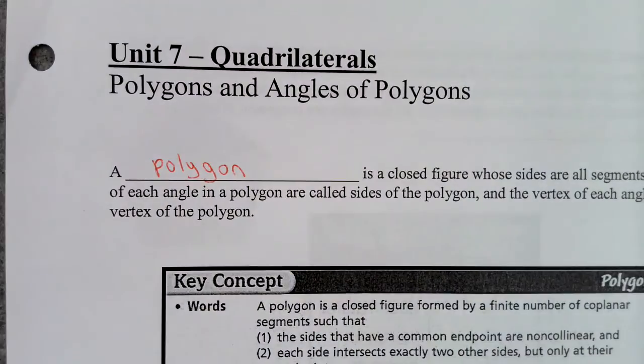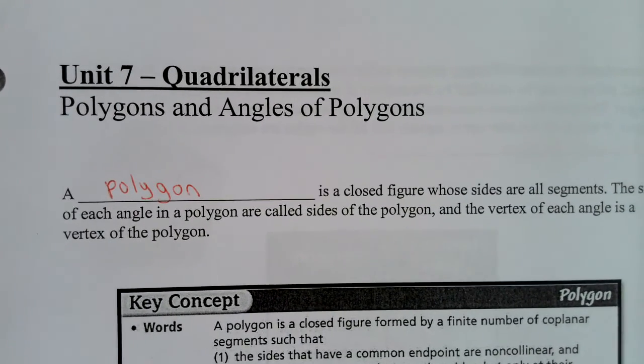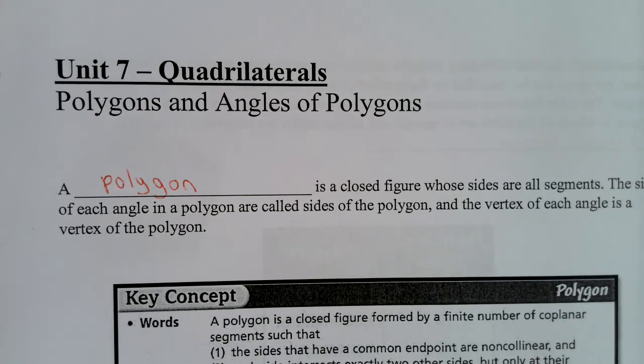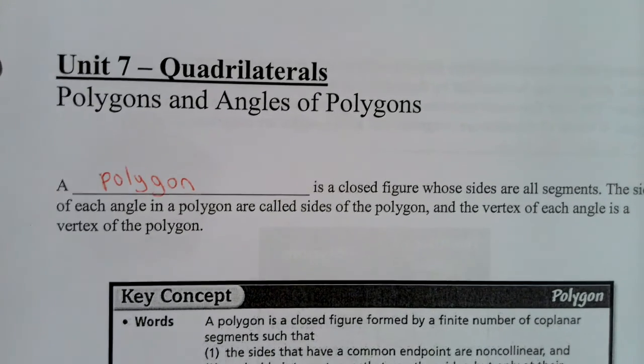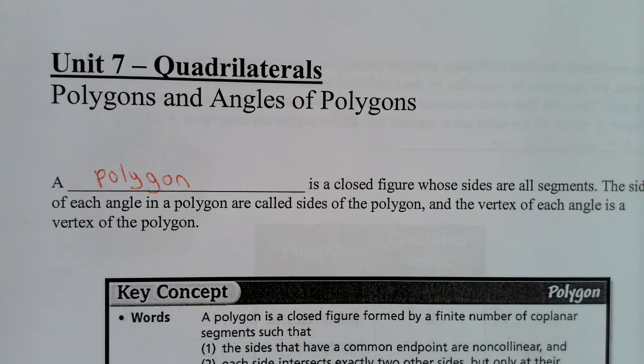All right. So that was the beginning of Unit 7. Unit 7 is called quadrilaterals. So going forward, we're going to focus only on quadrilaterals, which are 4-sided polygons. But this lesson was not just quadrilaterals. This lesson was polygons in general and different angles of polygons.